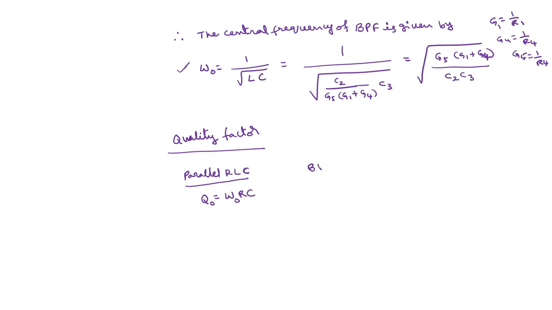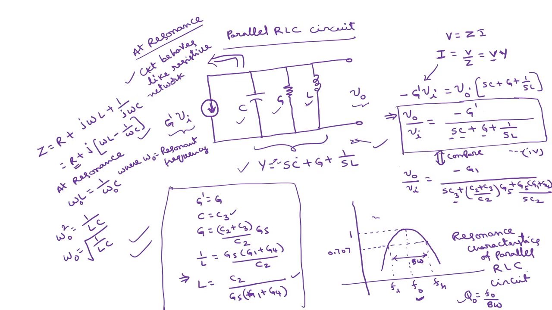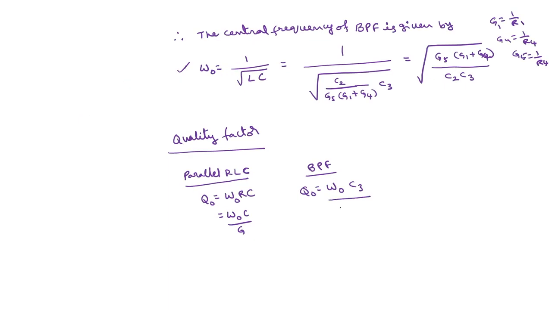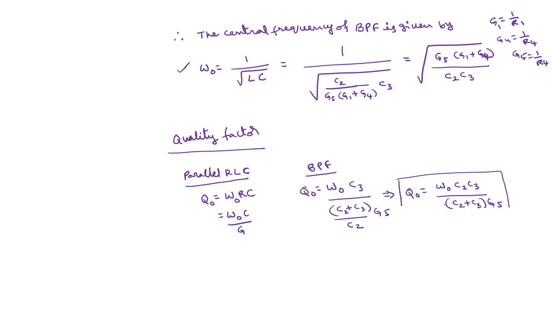So, now, what will this be for the band pass filter? Omega 0, what is R and what is C? You can also express this as C by G, because R is not there, G is there; 1 by R is G. So, this is omega 0, C becomes C3. And what is G? G is C2 plus C3 by C2 into G5. This is your G. So, if I substitute this, what will be the quality factor? Omega 0 C2 C3 divided by C2 plus C3 times G5. This is the quality factor of the band pass filter. This is the central frequency of the band pass filter.